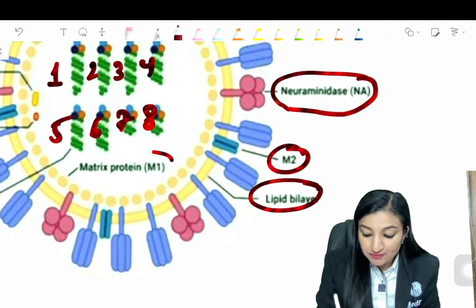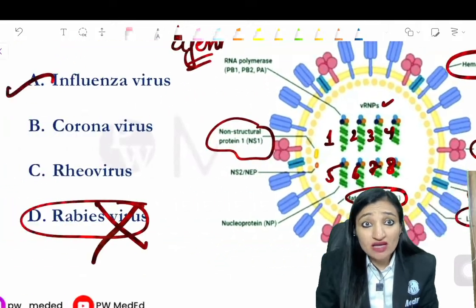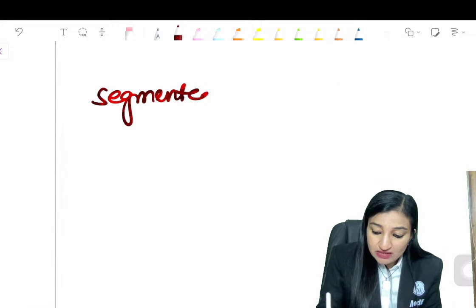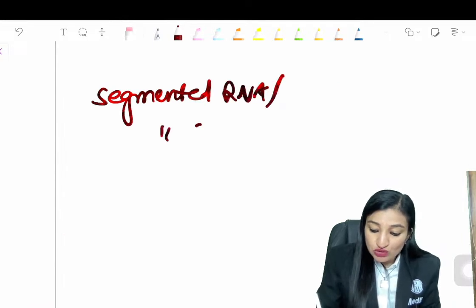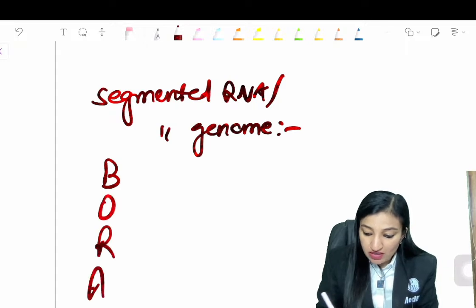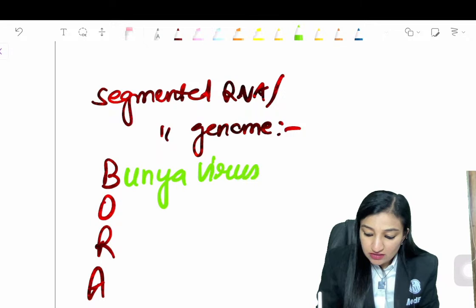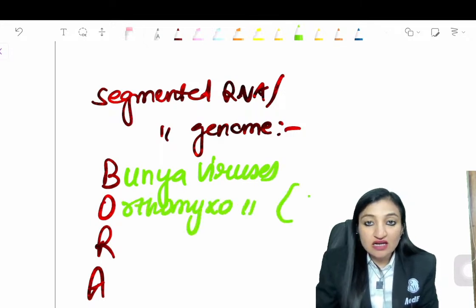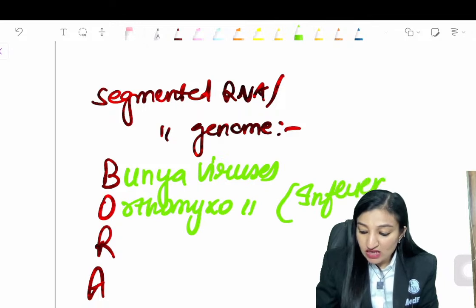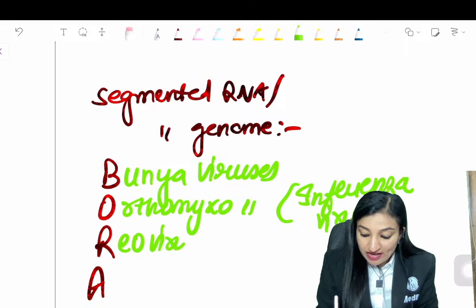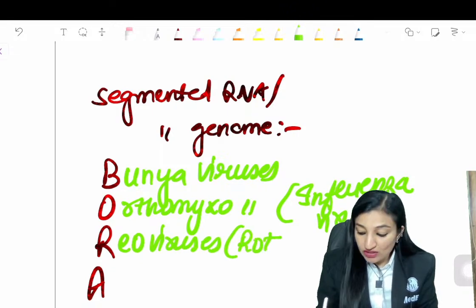there, M2 and M1. Okay, and so remember, segmented RNA, also known as segmented genome, is a feature of the following RNA viruses. Remember BORA, namely Bunyaviruses, Orthomyxoviruses. The classical example is influenza virus. R is reoviruses. The classical example is rotavirus.